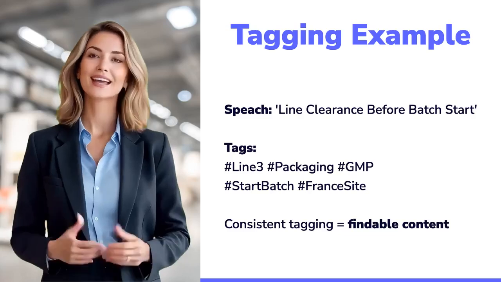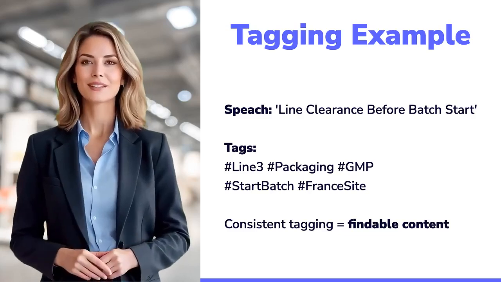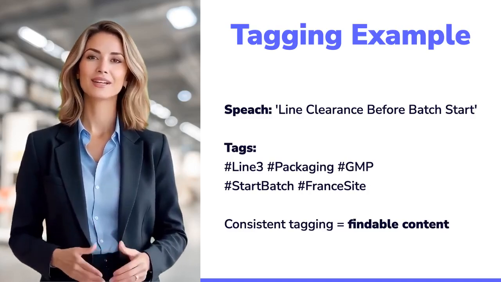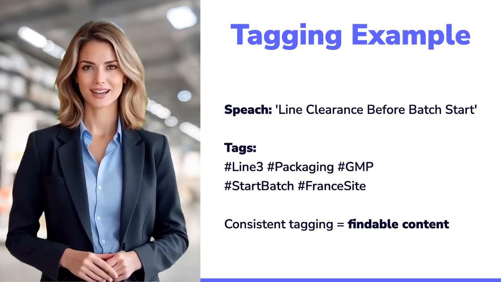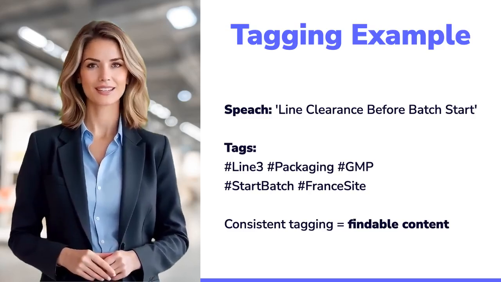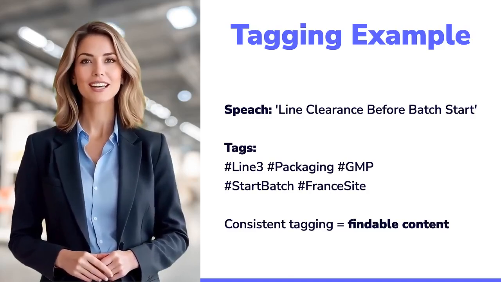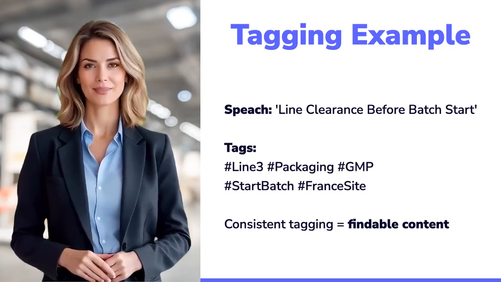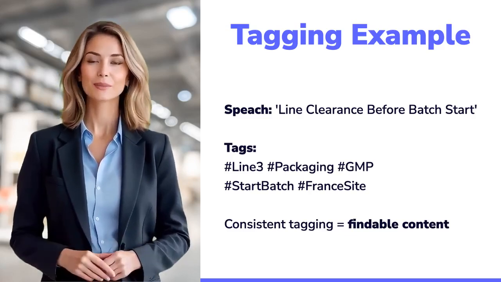Here's a practical tagging example. A speech titled, Line Clearance Before Batch Start, could be tagged with hashtag line 3, hashtag packaging, hashtag GMP, hashtag start batch, and hashtag France site. This systematic approach ensures the right people find the right content at the right time. Train your team to tag content consistently before publishing.